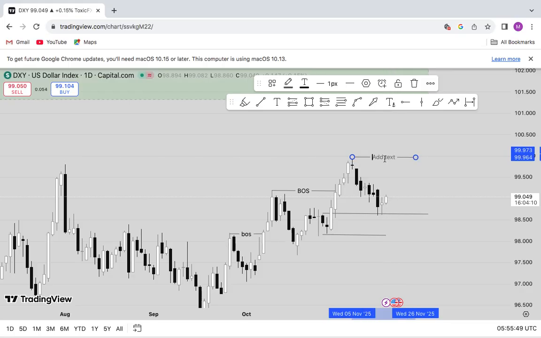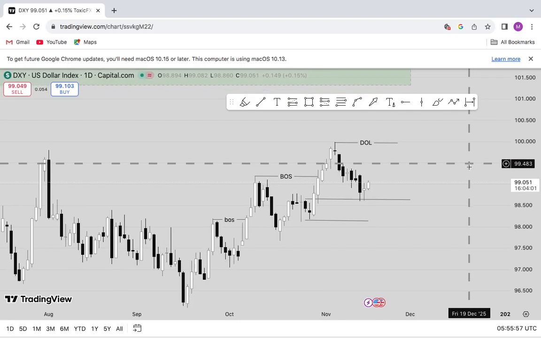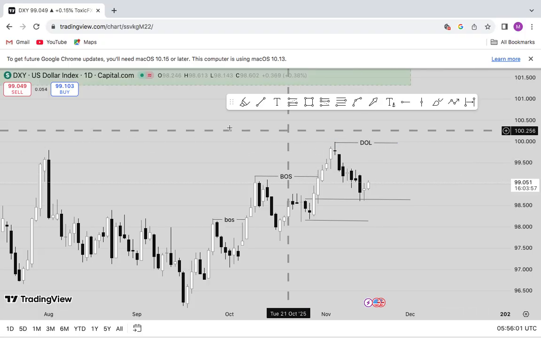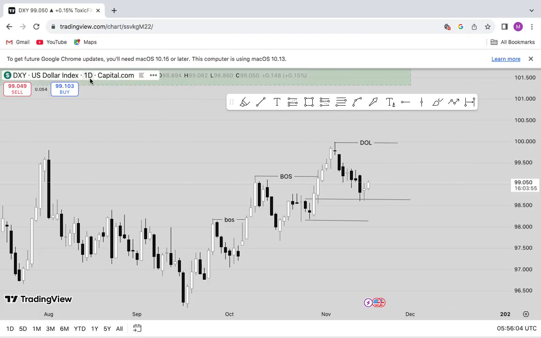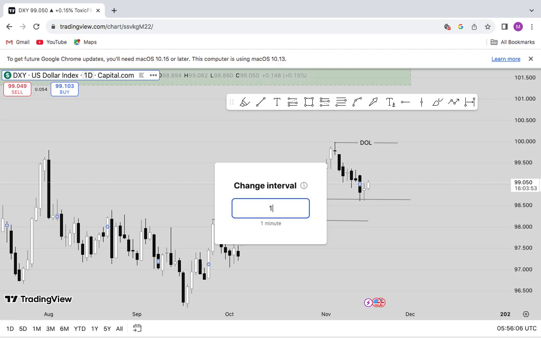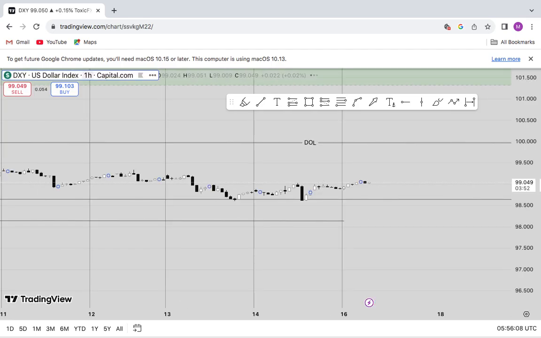So I'm going to label it DOL, which also stands as our draw on liquidity. So this is a swing trade on the daily time frame. So now I will go straight to the 1 hour time frame, and let's look at what the 1 hour time frame has to tell us.